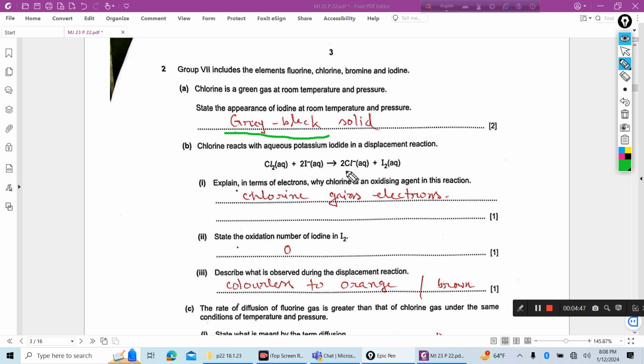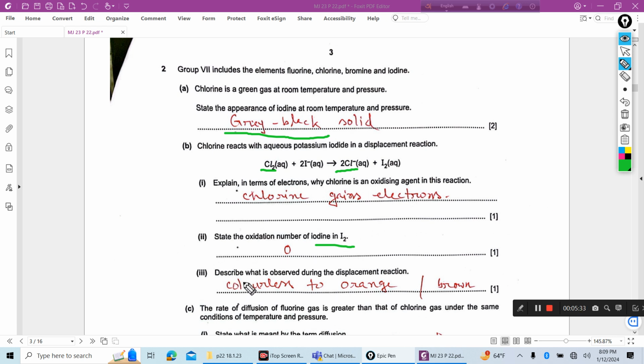Chlorine reacts with iodide ion to form chloride ion and iodine. Explain in terms of electrons why chlorine is an oxidizing agent in this reaction. You know, an oxidizing agent oxidizes another substance but it is itself reduced, that means it gains electrons. Here chlorine gains electrons to form chloride ion. So chlorine is an oxidizing agent. State the oxidation number of iodine, 0. Rule of oxidation number: any element has an oxidation number 0.